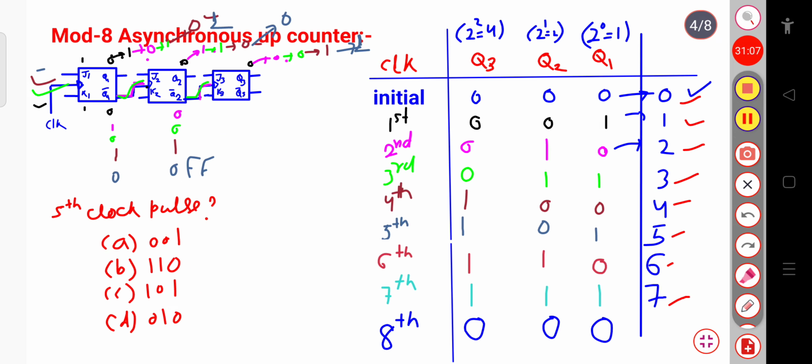The question is what is the fifth clock pulse of the mod 8 asynchronous up counter. Now you can see that in this fifth, here is our result. The fifth clock pulse is 101, so this is our correct answer. So in this way you can construct the mod 8 asynchronous up counter.